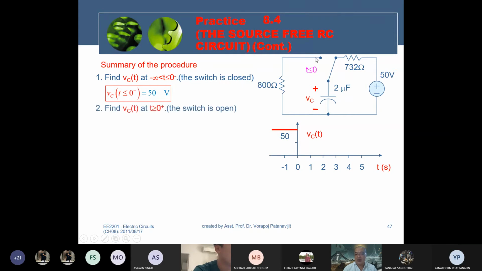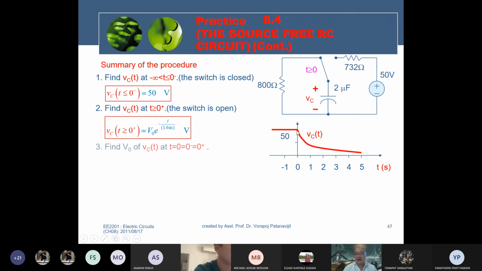For time greater than 0, the switch is pressed in this position. It means now there is no energy source in there. There is only the energy in the capacitor, and the capacitor tries to maintain the voltage at its value. Unfortunately, the energy in the capacitor is not infinite. When it maintains the voltage, it generates current and is lost in the resistor in here. Therefore, the voltage Vc will drop depending on time. When time increases, Vc will drop too.